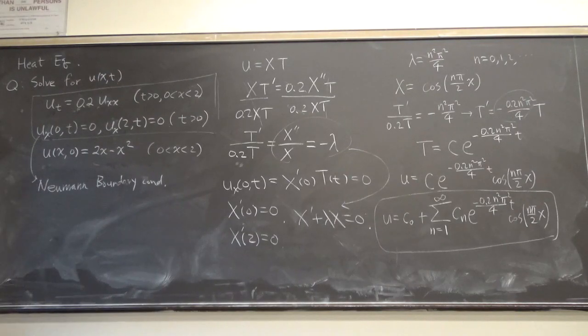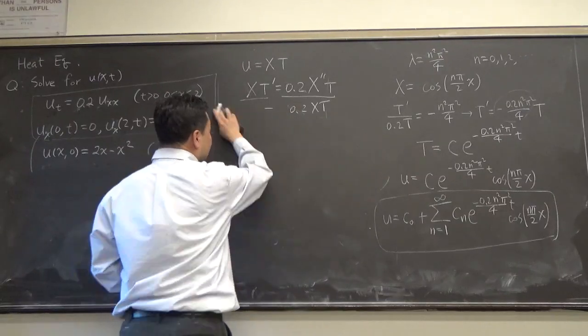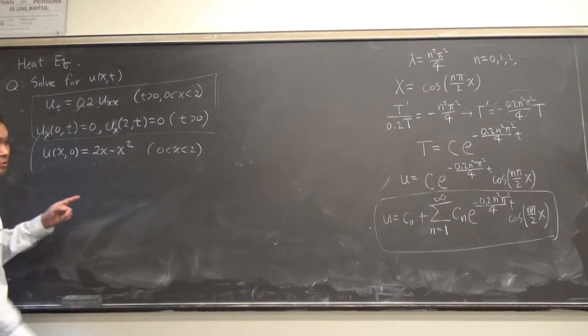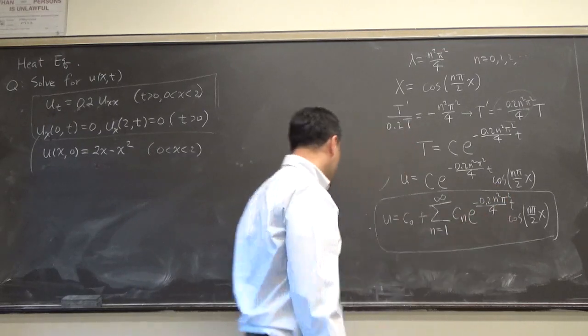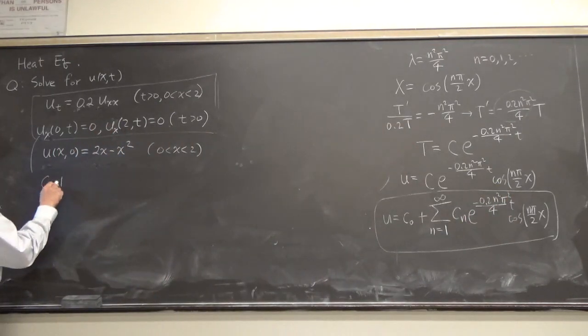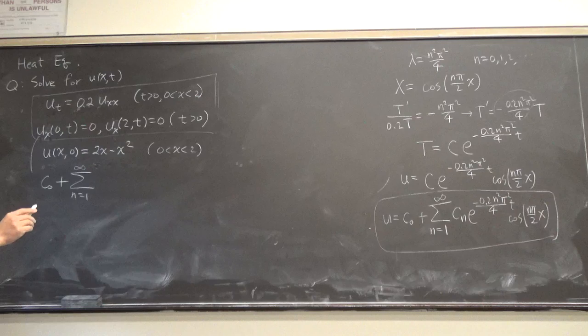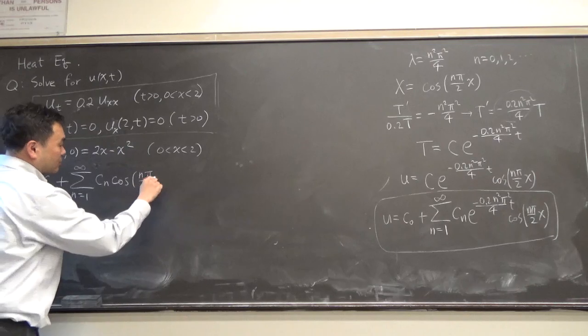Finding cn. How do you find cn? You plug in the initial condition now, right? We found the building blocks, now we plug in the initial condition. So we plug in x comma 0. If you plug in x comma 0, that means t is 0. So you just get c0 plus the summation n from 1 through infinity of cn cosine of n pi over 2 x.